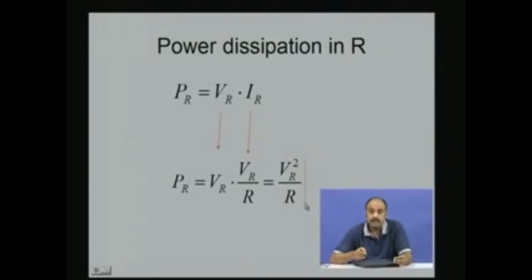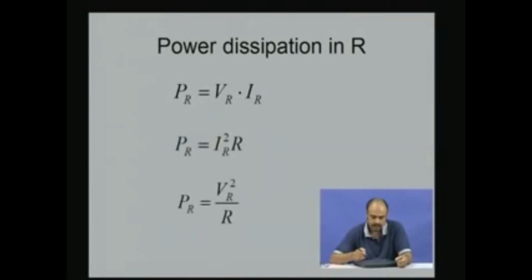So, summarizing, we see that the power dissipation in a resistor can either be I square R if you know the current, or if you know the voltage across the resistance, then it is V square by R. You see here the summarization of the power. Power is VR into IR. Power dissipated in the resistor is also I square R. Power dissipated in the resistor is also V square by R, depending upon which variables are known at any given point of time.